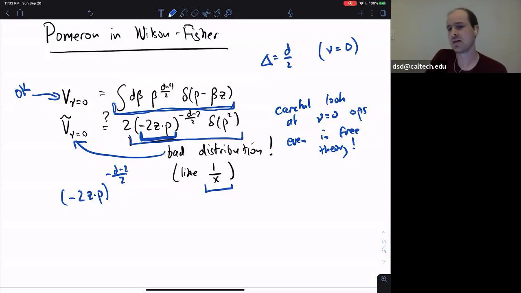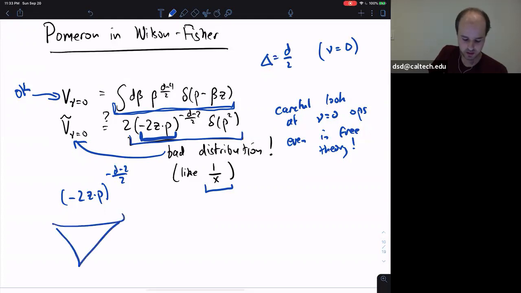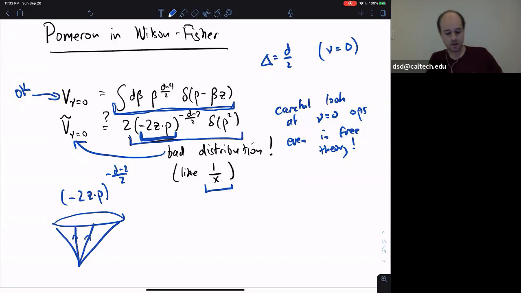The point of this slide is that I actually have not written down the full space of operators at nu equals 0. I've written down something that isn't a good operator, and I was going to explain why that is. So this minus 2 z dot p thing. If you think of z and p as being null, then when z and p approach each other on the null cone, z dot p goes to 0.